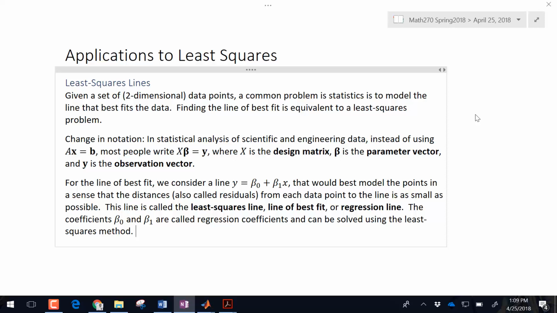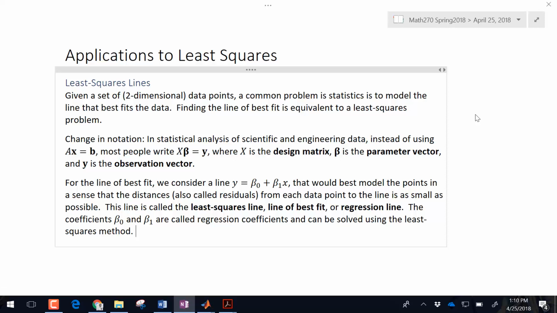We're going to change the notation according to how they do it in statistics. Instead of A, or matrix A, they're going to call the matrix capital X. Instead of the vector X that we're looking for, they're going to call this vector beta. And instead of that B on the other side, we'll call it Y. So X is called the design matrix, and beta is called the parameter vector. That's essentially the set of parameters that you're going to solve for. And then Y is called the observation vector, which is kind of like the output.